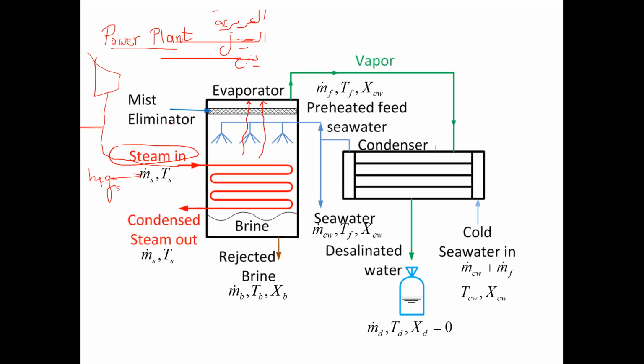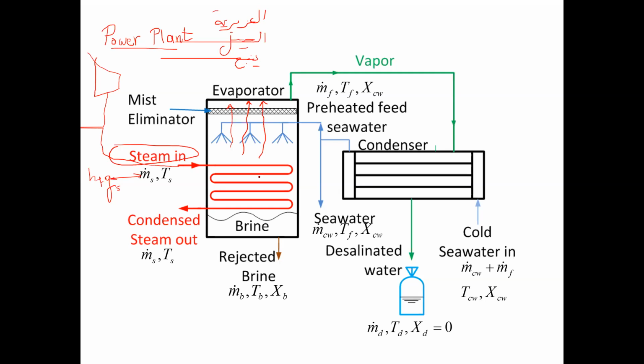It will pass by a mist eliminator, because if you have lots of vapor going up and there are droplets of water going down, the vapor can carry some droplets. We don't need these droplets with us because these are droplets of salty water. So we put a filter here, a mist eliminator, to prevent any entrainment of the liquid droplets with the vapor. So the liquid droplets will fall down.